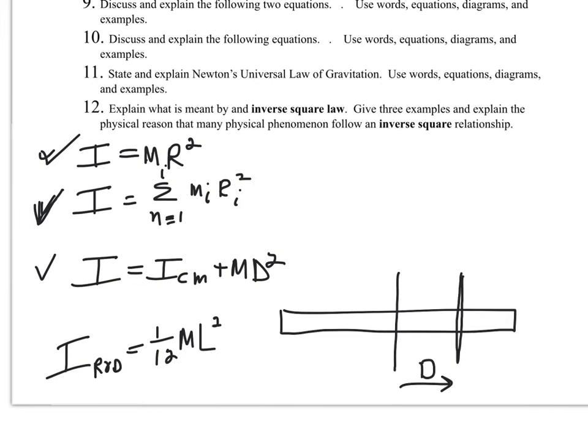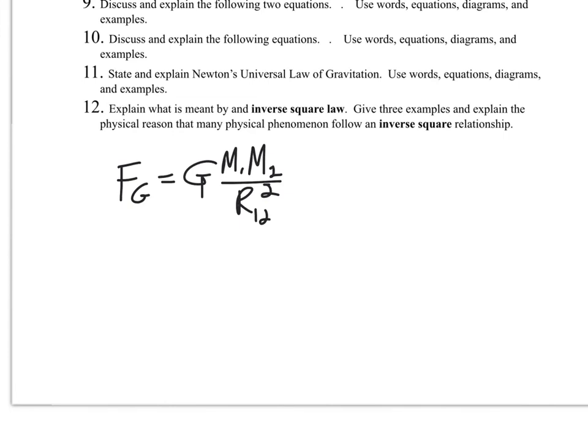And we would use the parallel axis theorem to get, in this case, 1/12 ml squared plus the mass of the rod times that distance d squared, the distance that we move the axis from the center of mass to its current position. And that's the parallel axis theorem.